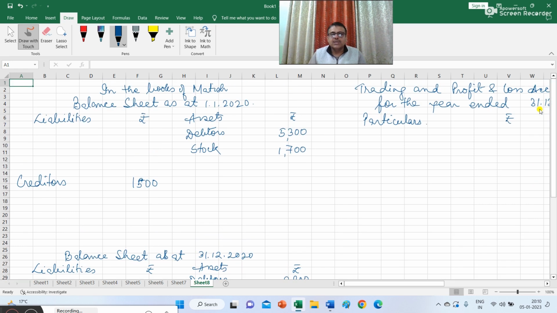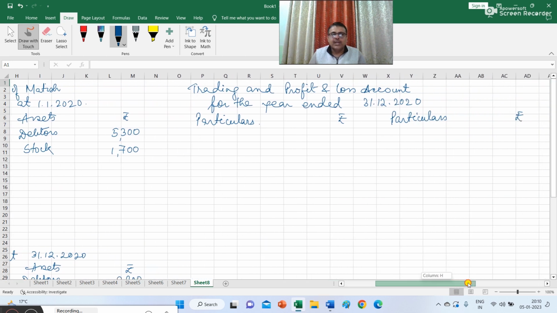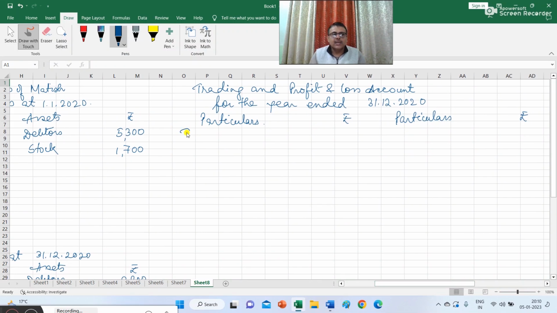So opening and the closing stock will appear in the trading account. So in trading account I am writing to opening stock 1,700, and the closing stock will appear on the credit side of the trading account as by closing stock 1,900.